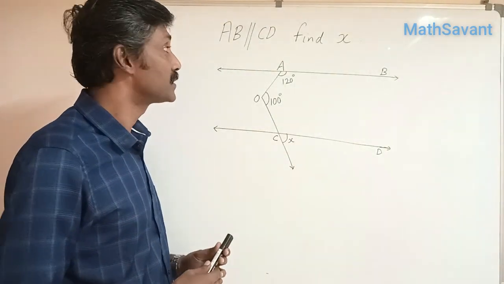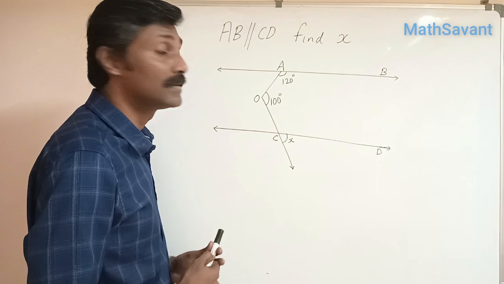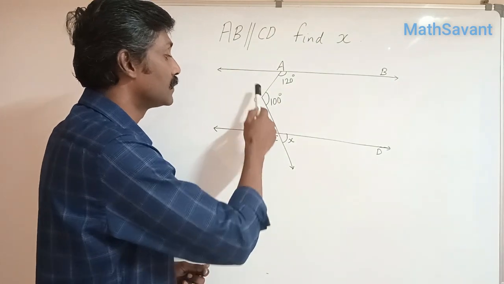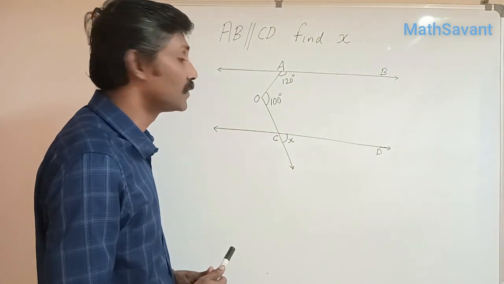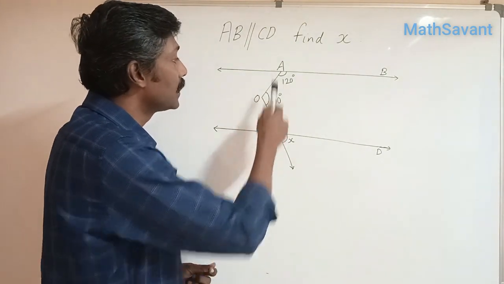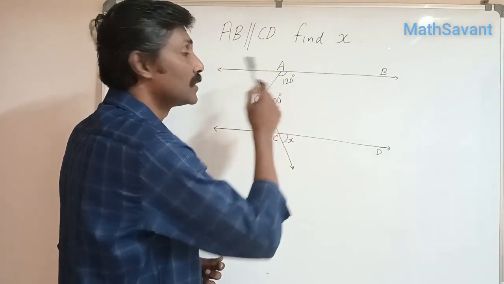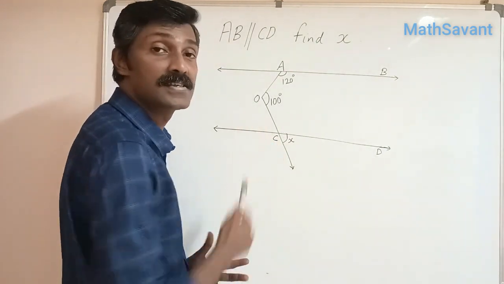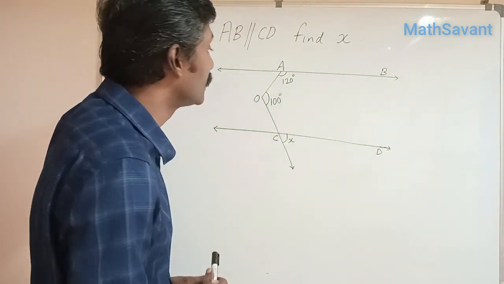Now coming to the second question, AB is a line and CD is also a line. They are parallel to each other. And we have OA and OC. OA is touching the line AB and OC is cutting the line CD. And the angle AOC is given as 100 degrees and the angle OAB is 120 degrees, and the angle between the angle C is x. So we have to find out the value of x, right? So how do we do that?